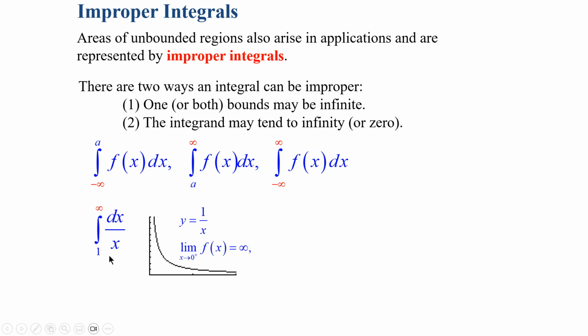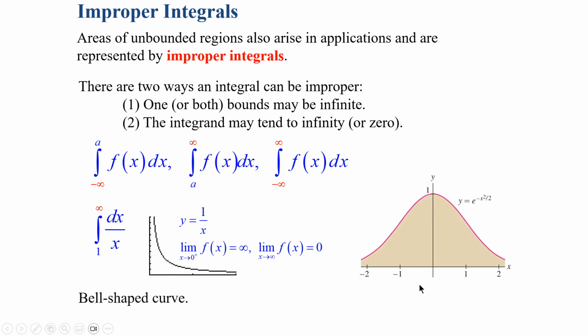Now, what if my bounds were changed and I was going from 1 to infinity? What is the limit of f of x as x approaches infinity? Well, that's approaching 0, isn't it? These are unbounded, because we can never reach x equals 0, and going the other way, we can never reach y equals 0.